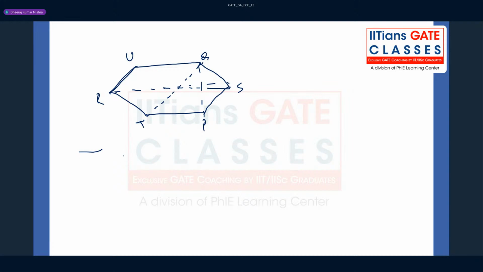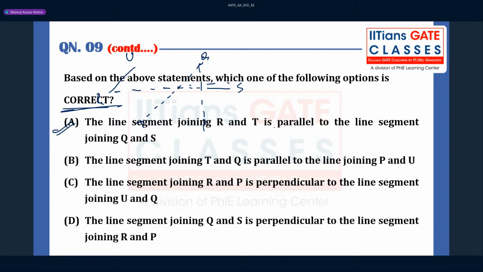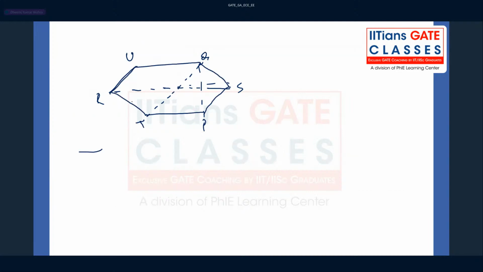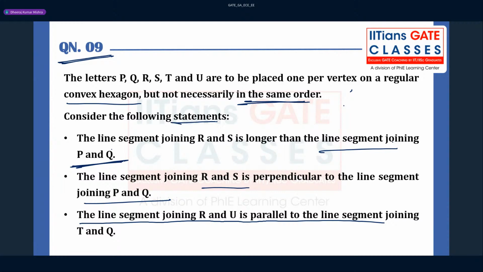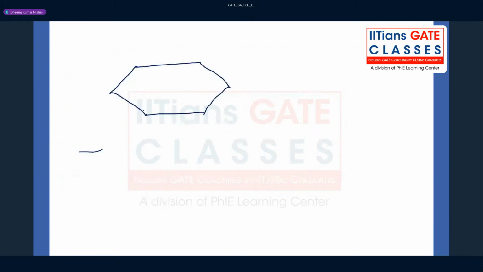Now let us go to the options. The line segment joining R and T is parallel to the line segment joining Q and S. This is R T and this is Q S, so they are parallel, right? It means this option is correct. So it's a very simple question, guys. You have to draw the picture. Whatever question is given, read the question statement and draw the hexagon here like this.